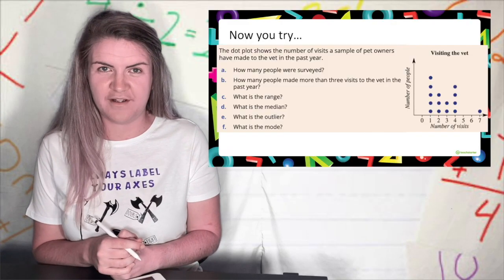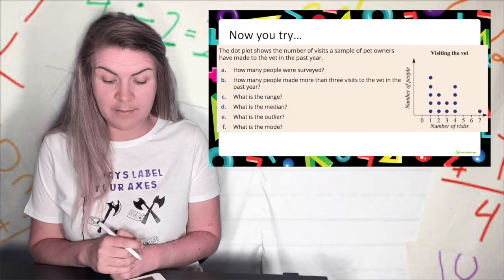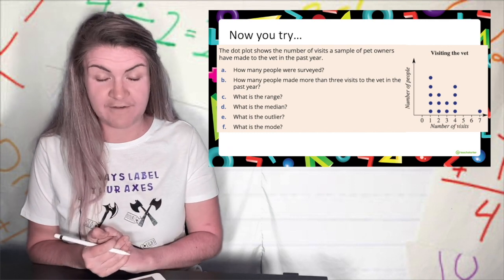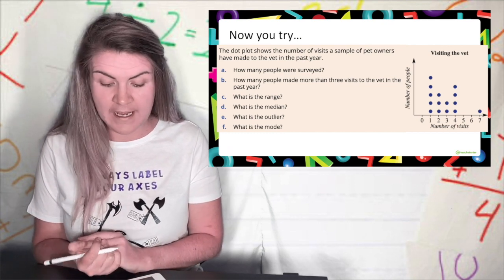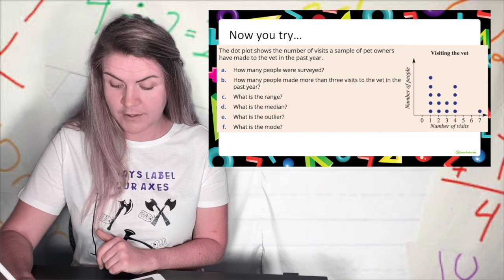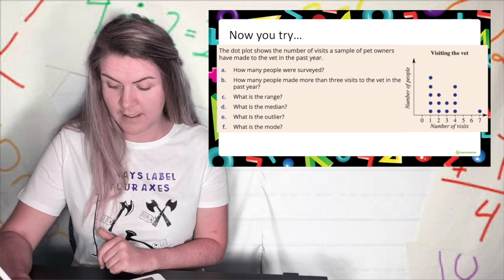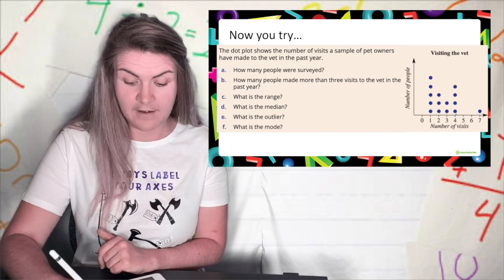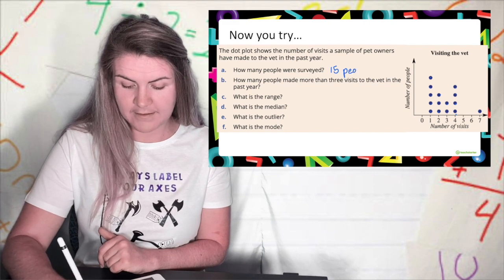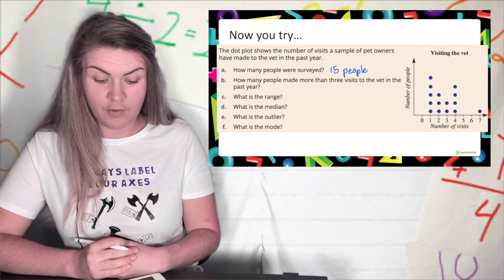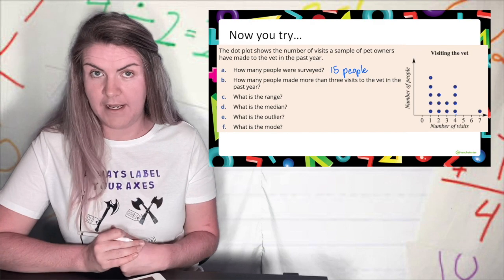Let's quickly check your answers. The dot plot shows the number of visits a sample of pet owners have made to the vet in the past year. How many people were surveyed? 1, 2, 3, 4, 5, 6, 7, 8, 9, 10, 11, 12, 13, 14, 15. 15 people were surveyed.